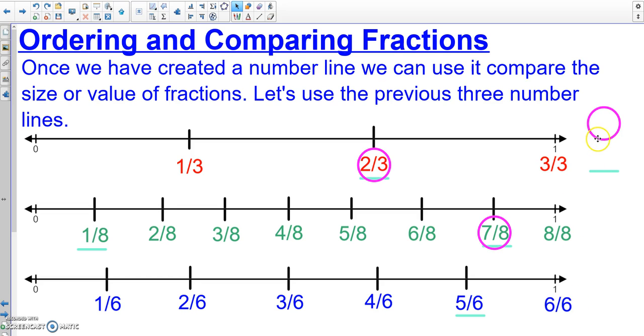And if I'm only going to have one of those 8 pieces, that is a lot less than 5 of those 6 pieces, because 5 is almost all 6 pieces, and 1 is hardly any of the 8 pieces. So in this case, I could compare and say 1/8 is definitely smaller than 5/6.